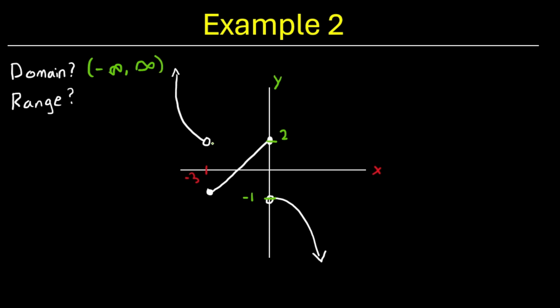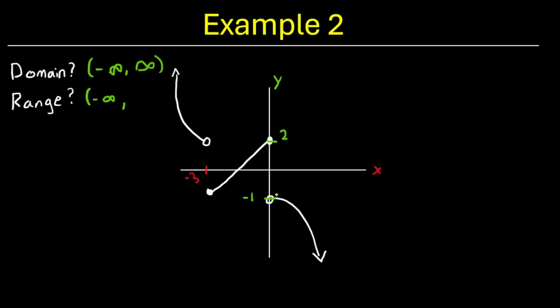so we get a domain of negative infinity to infinity. Now the range here is going to be a little more complicated. So starting at the bottom right, we see that we're going down infinitely. The range goes from negative infinity. Then we come up here to -1, a y value of -1, and we see a jump right here, right?